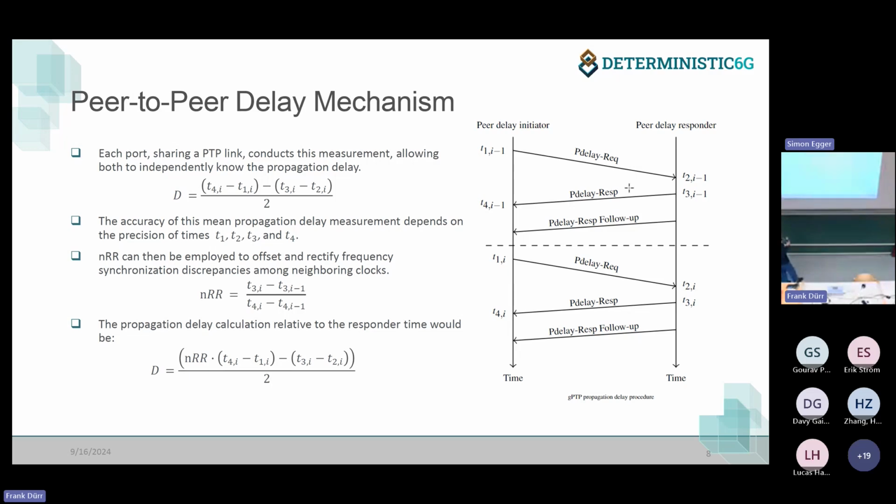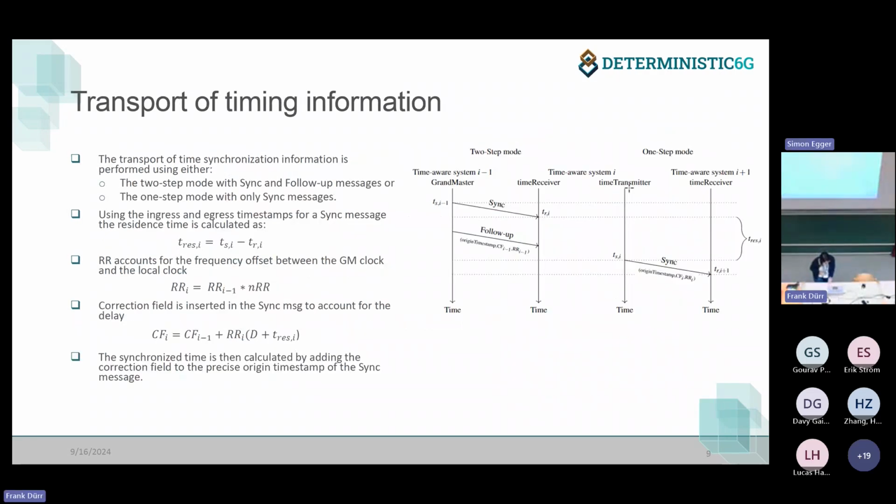And to calculate the propagation delay relative to the responder time, we would multiply this rate ratio to the timestamps T4 and T1, because these are the timestamps that were calculated at the initiator having a different clock frequency. That's how we will align the clocks to make sure that the timestamps are in the same time frame.